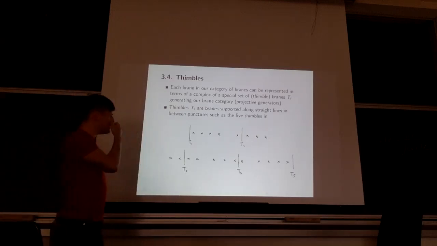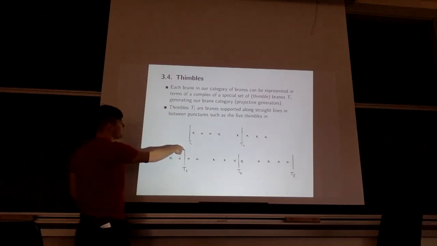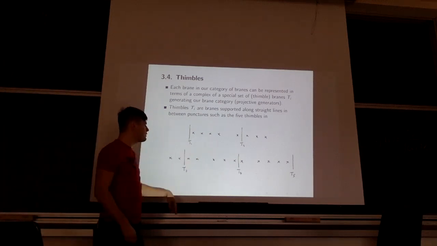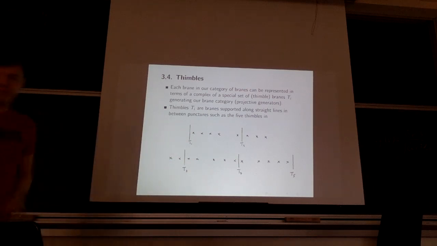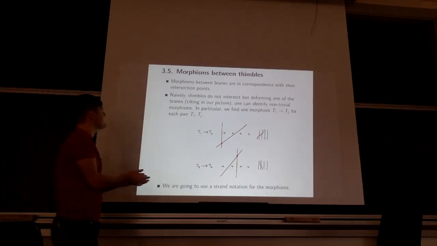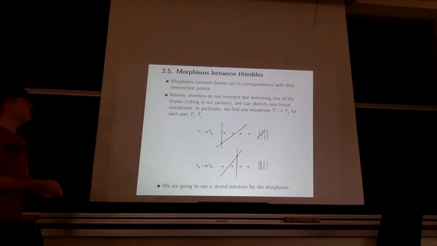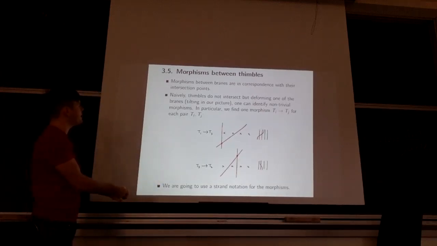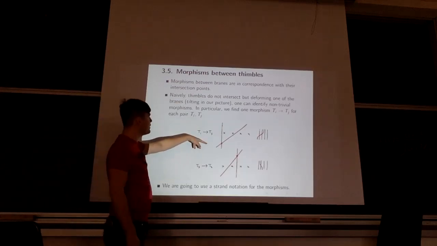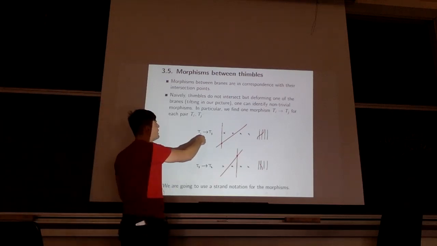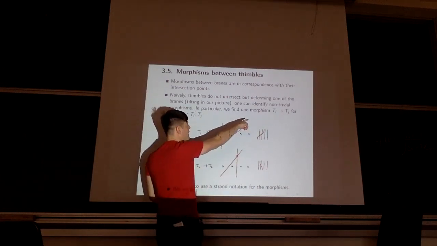And what are the thimbles in our example? They are just straight lines between punctures, as I show in the picture. So in particular, in this four-punctured plane, we have five thimbles of the following form. I also need to tell you what the morphisms between thimbles are, and they are in correspondence with their intersection points. Naively, it looks like they don't intersect, but according to the standard construction, you actually need to deform one of the branes, which corresponds to tilting one of the branes in the picture, and we find one morphism for each pair Ti going to Tj.